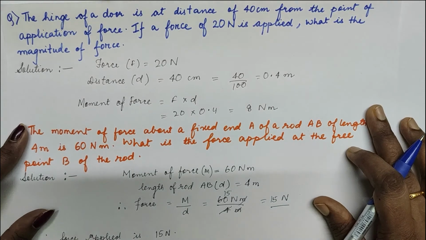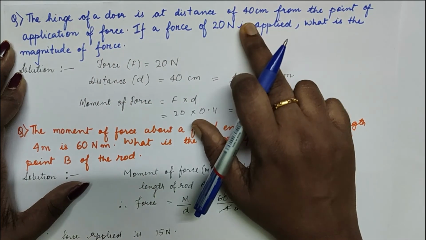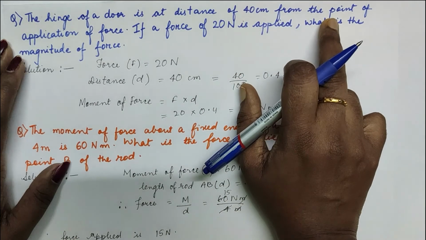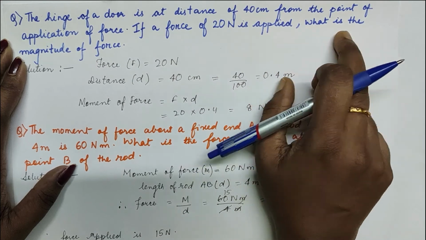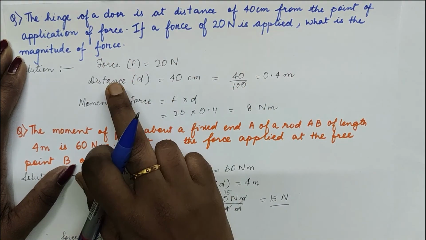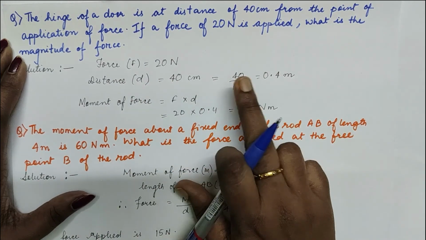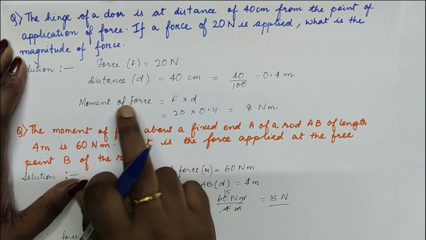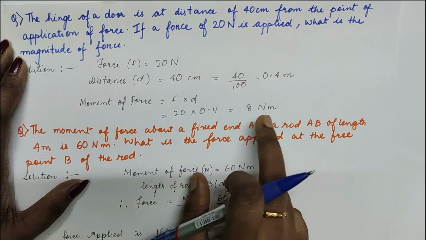You can see the question here. The hinge of a door is at a distance of 40 centimeter from the point of application of force. If a force of 20 Newton is applied, what is the moment of force? We know the force given is 20 Newton, and the distance is 40 centimeter, which we convert into meter so that we have the same units. The moment of force formula is F into D, that is 20 into 0.4, which is 8 Newton meter.